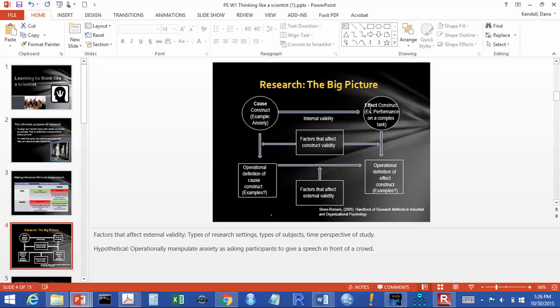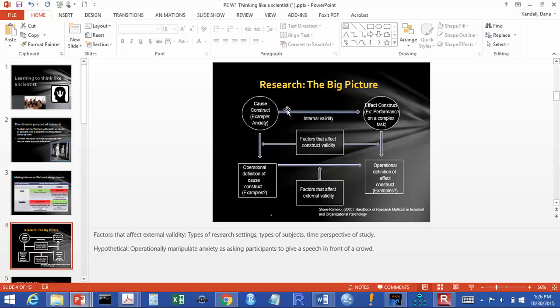And then we have the effect construct, which is performance on a complex task. So we could operationally measure this in many different ways. We could ask them to do a lot of math problems. We could ask them to put together a puzzle of some kind. So there are many ways to capture this as well. We could observe their completion time on some kind of task.